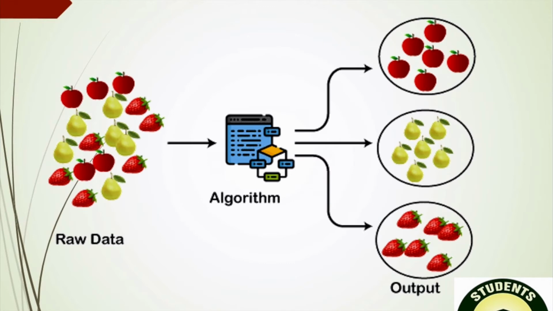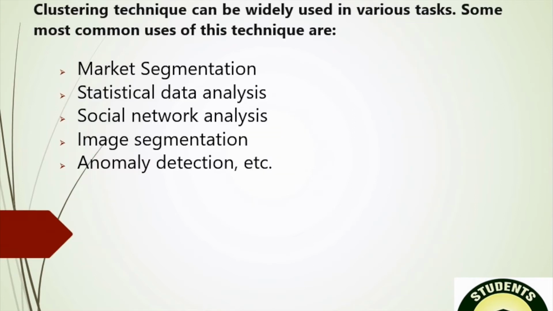So we can see in this diagram there are three clusters of fruits. That means they are different groups, belonging to apples, strawberries and pears. So with the help of clustering, we can divide into separate groups. First group belongs to apple, second group belongs to pears, and third group belongs to strawberry. So this is a clustering technique. With the help of clustering techniques, we can divide our huge unlabeled data set into different sections or different groups. So clustering techniques can be widely used in various tasks, right?